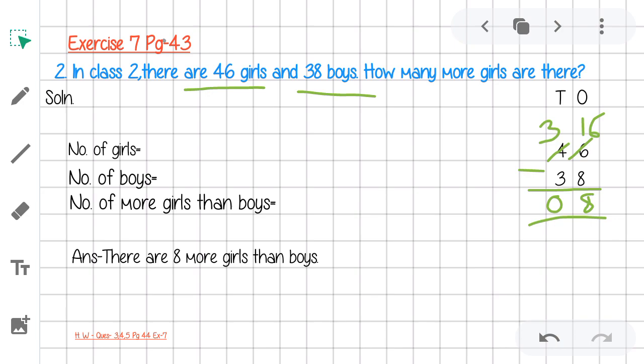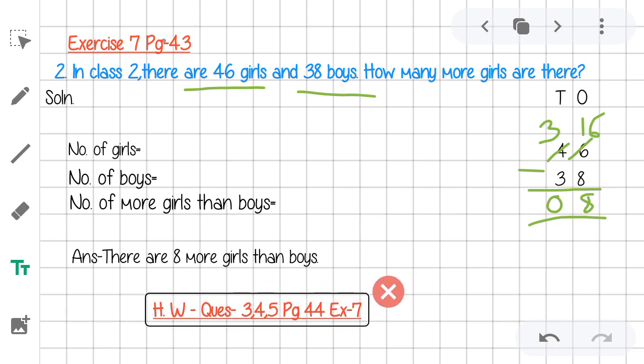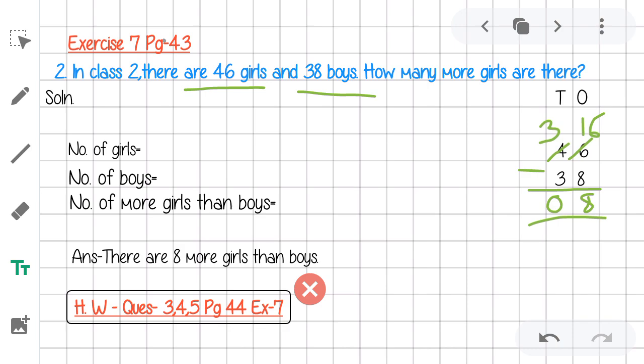So this is the way how we will solve this story sum. So after this children, you have to solve this question number 3, 4 and 5 by your own.